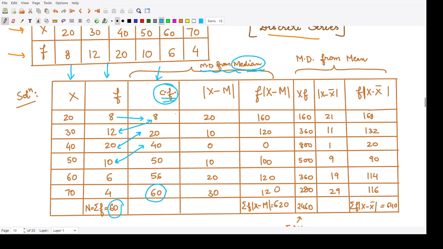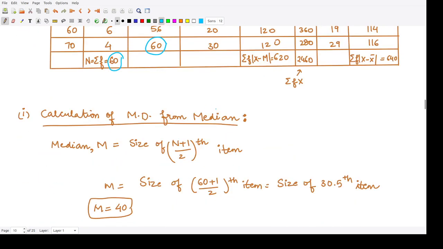Now we first calculate the median. For median, we will look for that item whose size would be n plus 1 by 2. Here what is n? N is 60. 60 is even, right? So here we should use the formula n by 2 instead of n plus 1 by 2. It should be n by 2. So what would be n by 2? It would be 60 by 2. That means the 30th item.